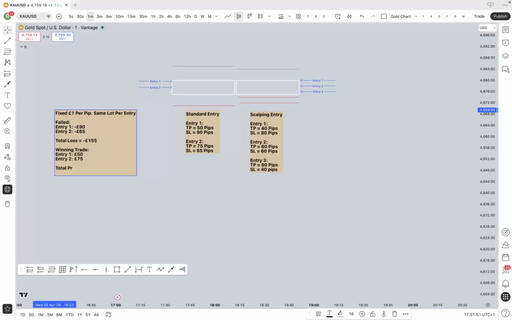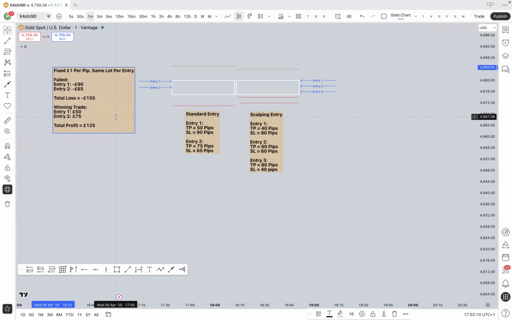Total profit in this instance will be £125. So first thing that jumps out of this particular entry is your total profit, if both of these entries activate, is going to be less than your total loss if you lose. Therefore, one losing trade will slightly outweigh a winning trade.